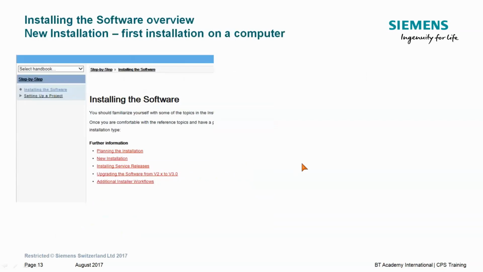When we click the installing the software section in the online help, then you see here the list of overview: planning the installation, new installation, installing service releases, upgrading the software, and additional installer workflows. So you have the full range of installing topics now included in the online help. When we talk about new installation, this actually means the first installation on a computer.